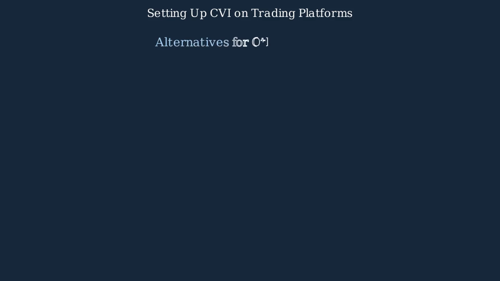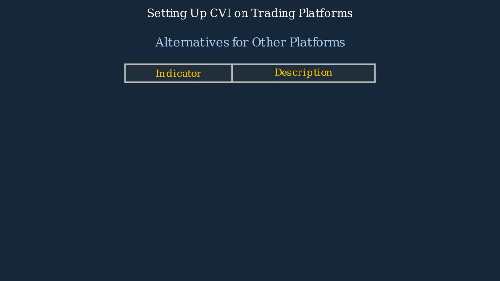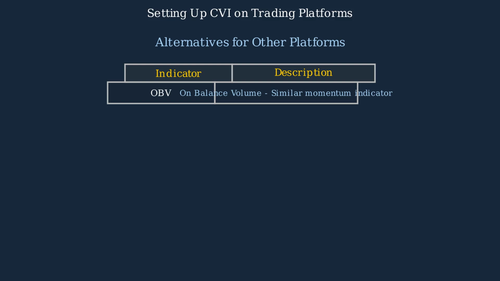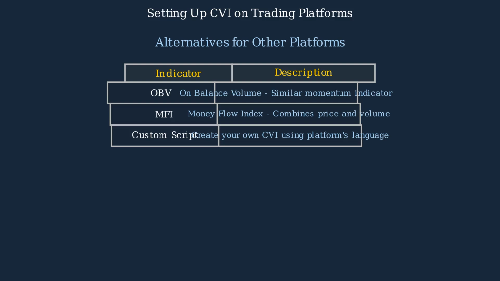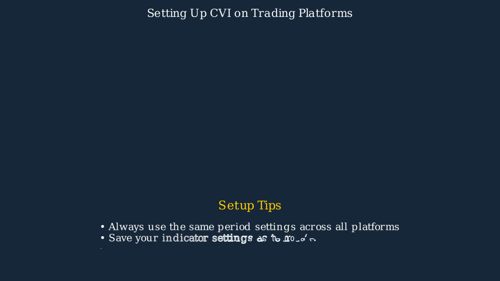If your trading platform doesn't support CVI, here are some alternatives you can use. On-Balance Volume, or OBV, is available on most platforms and offers similar insights to CVI. Money Flow Index combines price and volume data to show buying and selling pressure. For advanced users, creating a custom script is the best way to implement the exact CVI formula. Regardless of which platform you use, here are some important tips for setting up the Cumulative Volume Index.